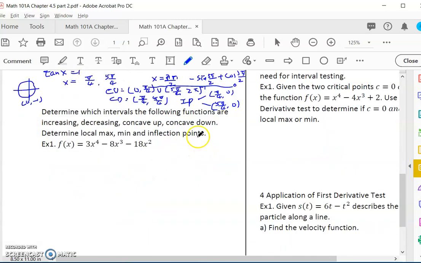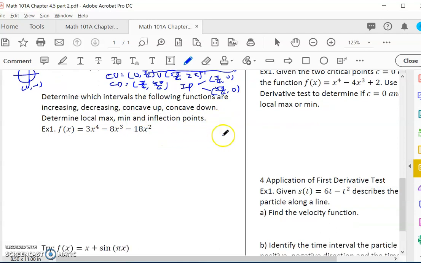So let's do one more example, which is to figure out everything for one function. Six things: increasing, decreasing, local max and min, which use the first derivative test, and then concave up, concave down, and inflection points using the second derivative test. So we combine everything together. Don't mix them up.